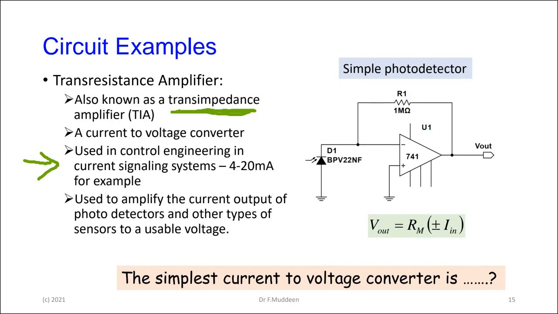Yeah, a resistor. Right, so a resistor is the simplest current to voltage converter. You pass a current through the resistor, you get a voltage coming out of it. So in fact, you can make the same voltage amplifiers that we have before.